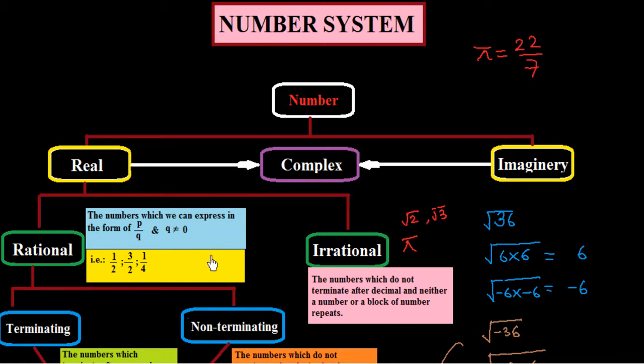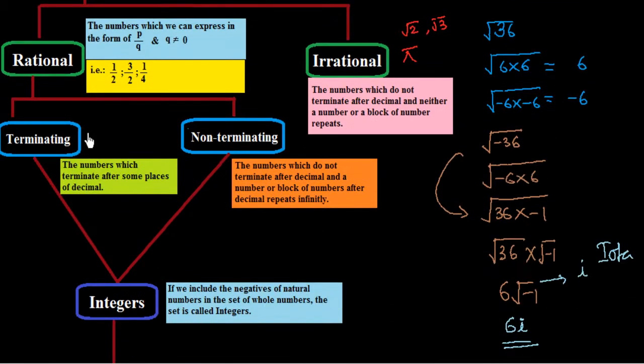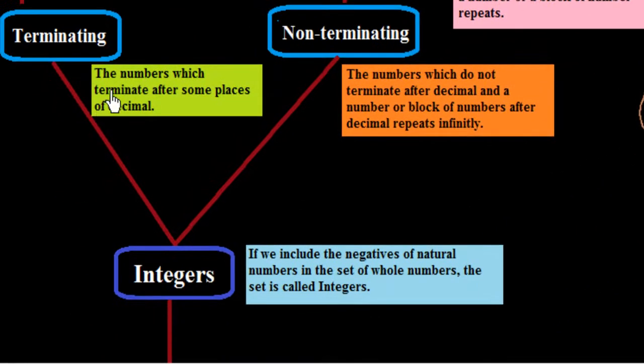So 22 over 7 is rational, but pi is an irrational number. Now we see the rational numbers are classified in two ways: terminating and non-terminating. Numbers which terminate after some places of decimal are called terminating rational numbers. For example, 1 over 2 is equal to 0.5. After 1 place of the decimal it terminates. After 2 places, 3 places, 4 places, a number which terminates is called a terminating rational number.